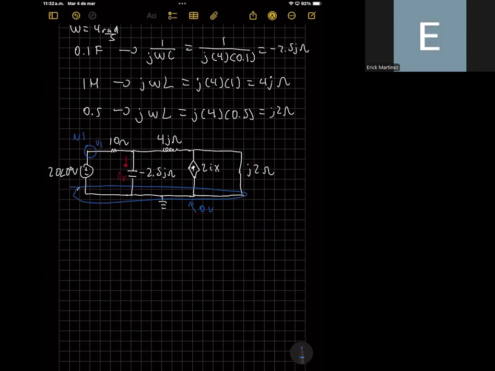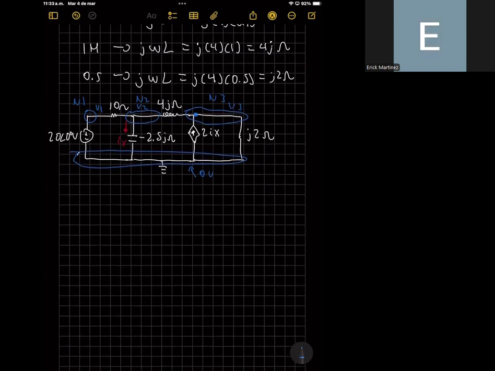Also, we have another node here that I will label node 1, where we have a voltage V1. Also, here we have another node. Basically, remember that the nodes are the connections between different elements. So here we have another node that I will label node number 2 with a voltage V2. And here we have another node that I will label as node number 3 with a voltage V3.